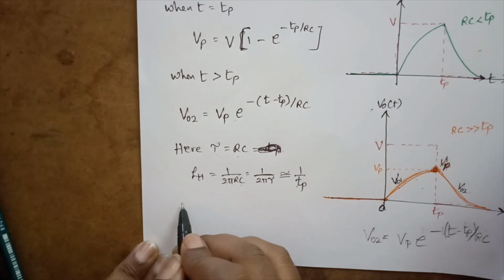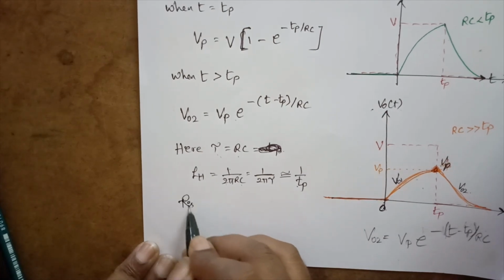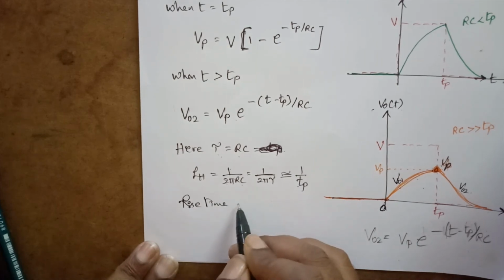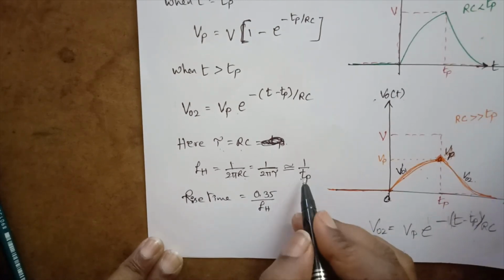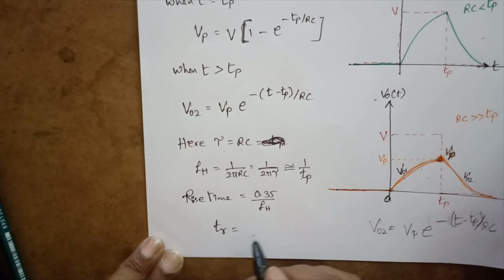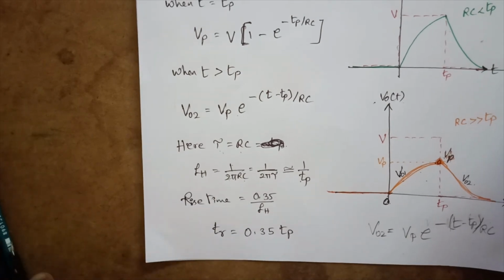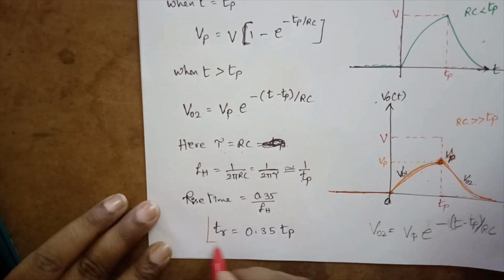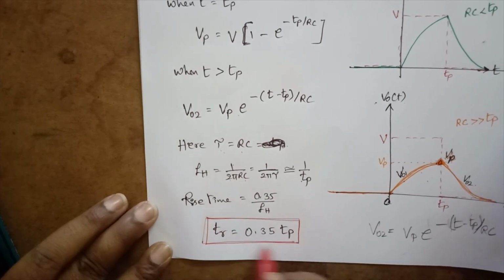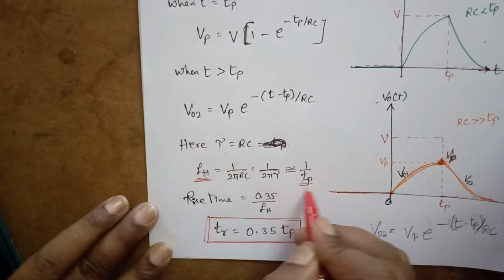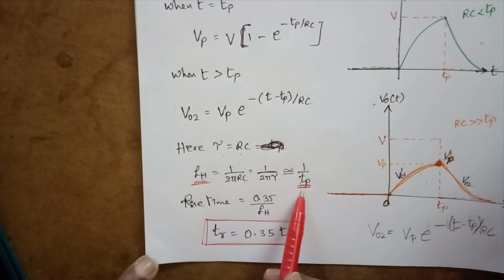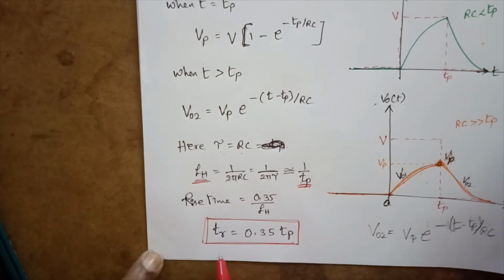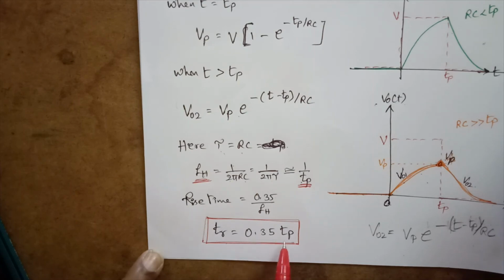We already know that rise time in terms of Fh is given by 0.35 by Fh. Substituting Fh as 1 by Tp, the rise time is 0.35 into Tp. This is the expression of rise time for pulse input. The condition is that the upper cutoff frequency Fh is approximately equal to the reciprocal of the pulse width; then the rise time is given by 0.35 into pulse width.